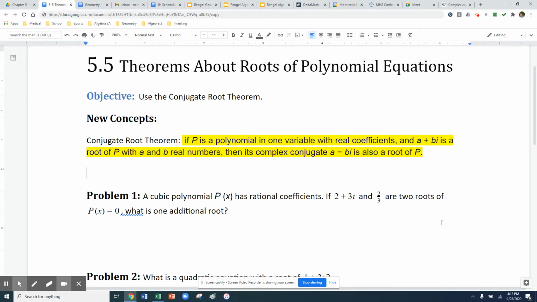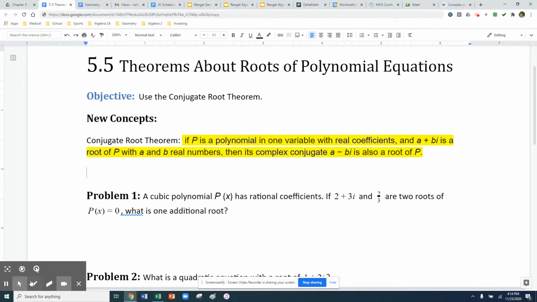If P is a polynomial in one variable with real coefficients, and A plus BI is a root of P with A and B real numbers, then its complex conjugate A minus BI is also a root of P. So if we've got a complex root A plus BI, that means that within this polynomial, you're also going to have the conjugate root A minus BI. So it's kind of like a 2-for-1 deal.